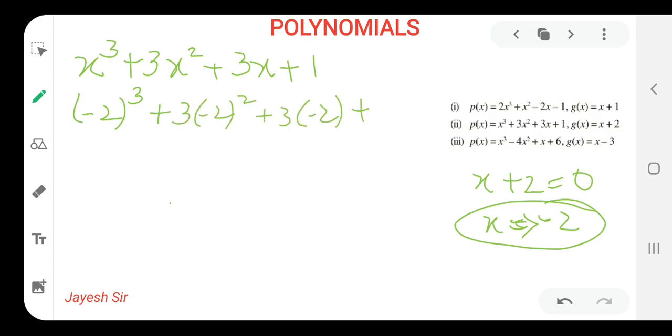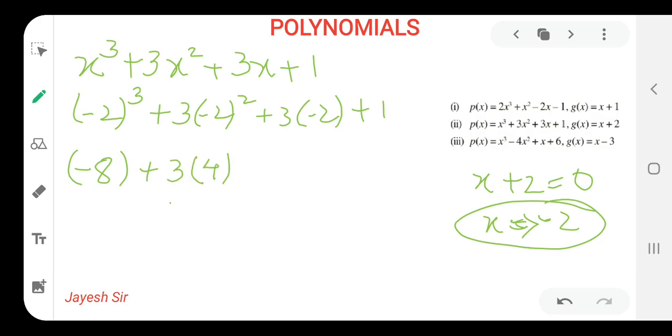Here I have put the value of x in the given equation. So minus 2 cube, as the power is an odd number, the answer would be negative only. Minus 2 cube is 8, so minus 8 would be our answer. Plus 3 into minus 2 square, that means 4, and it would be plus 4.